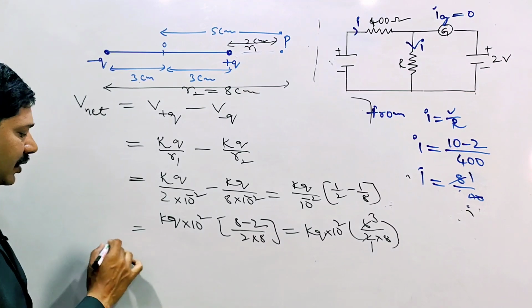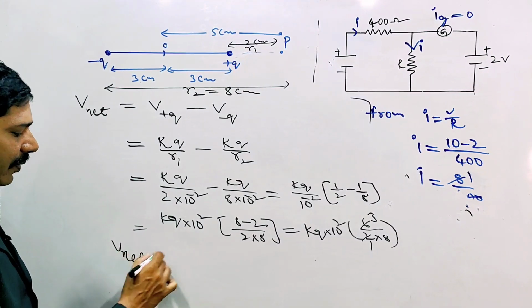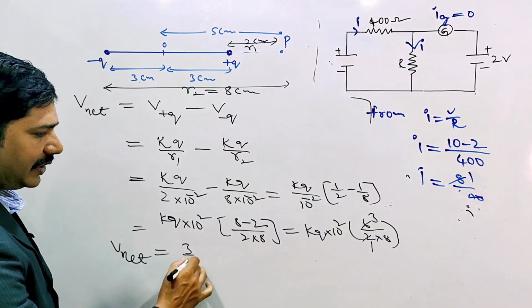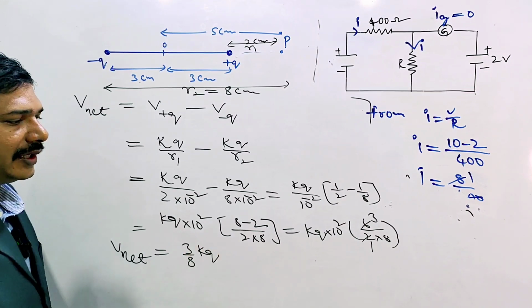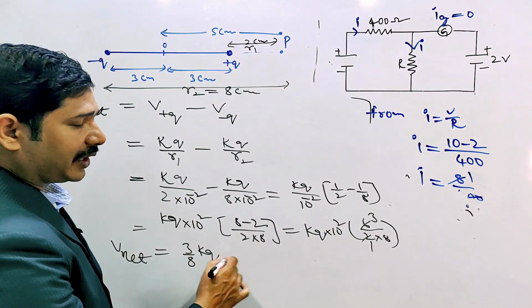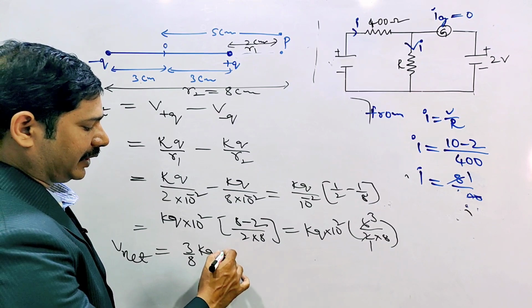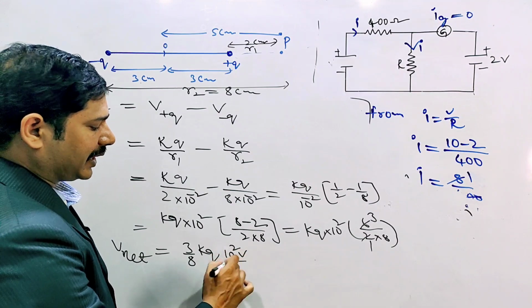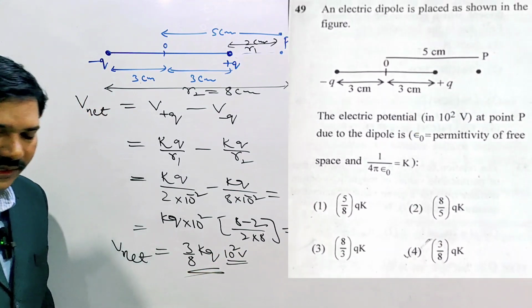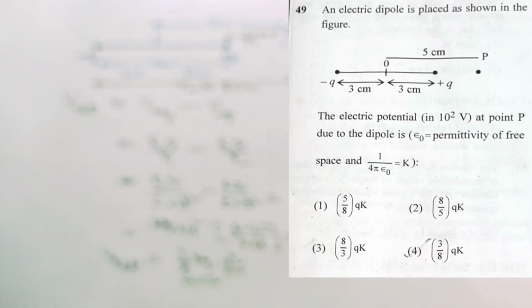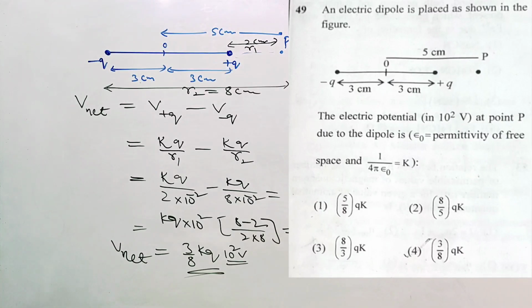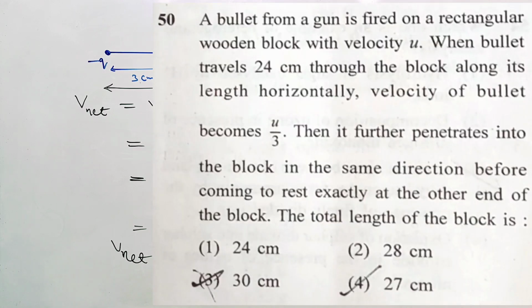Okay, so V net is equal to how much? 3 by 8 KQ. They are asking the potential in terms of 10 to the power of 2 volts. They are asking 10 to the power of 2 volts. So that is why, what is the answer? 3 by 8 KQ. 3 by 8 KQ. Which option is correct? The fourth option is correct. Next question you can check, the last one.